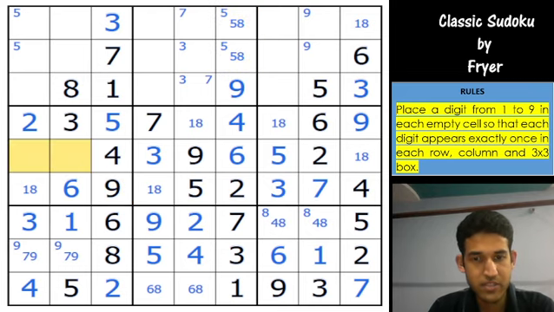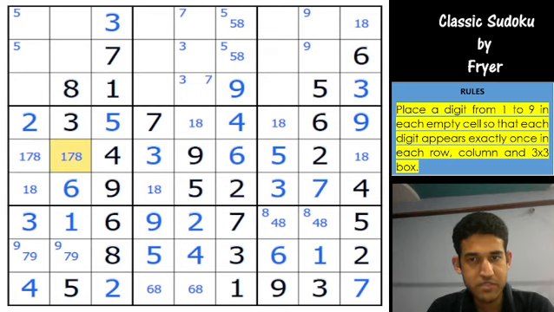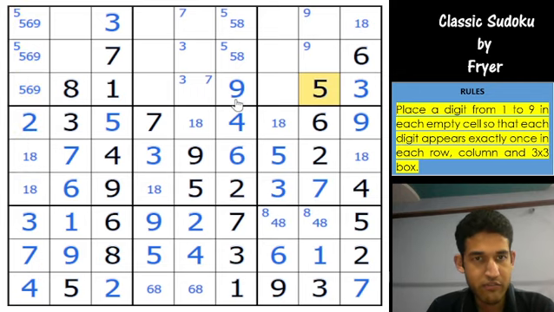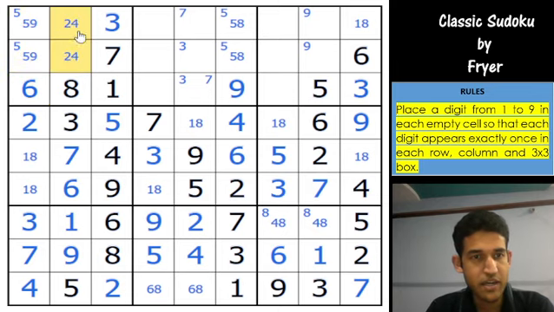So remaining digits are 1 7 8 in the box, and you have 1 8 here, right? So that must be a 7, which means this must be a 9, that must be a 7, and that must be 1 8. So 1 2 8 3 4 7, these cells must be 5 6 and 9. You have 5 9 here, so that must be a 6, these must be 5 9, and that must be 2 4 for the column.